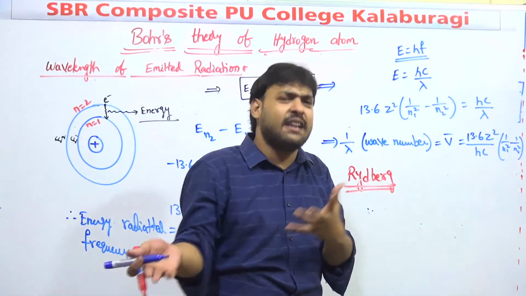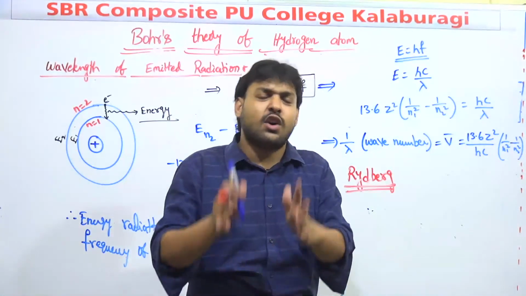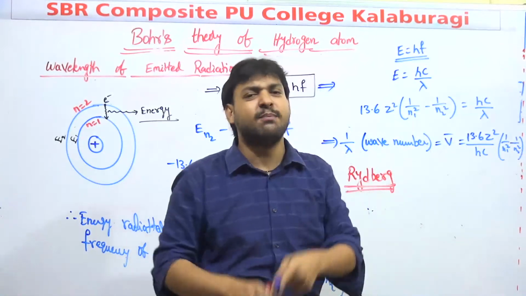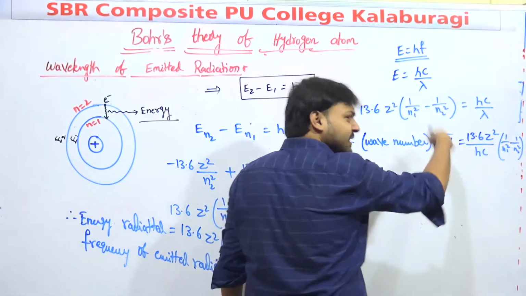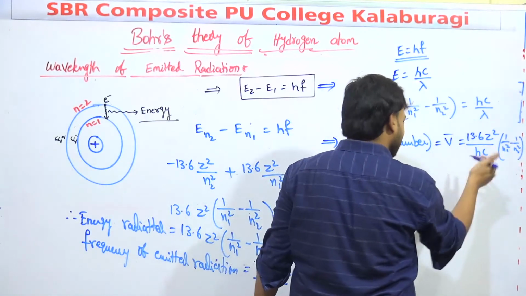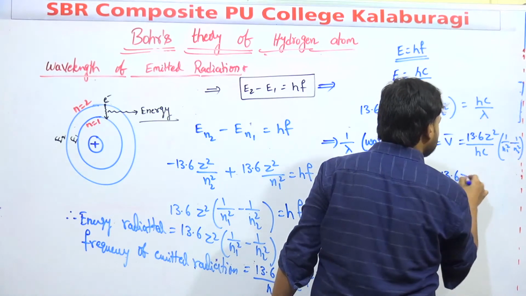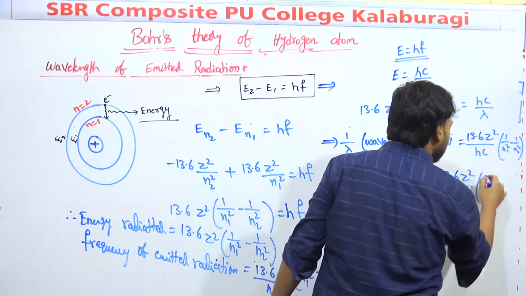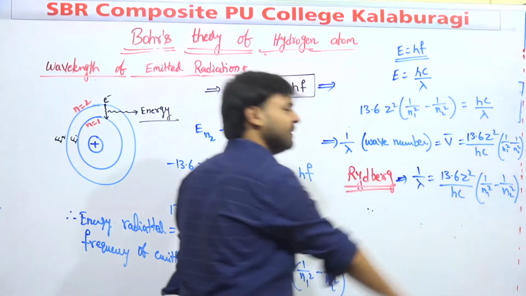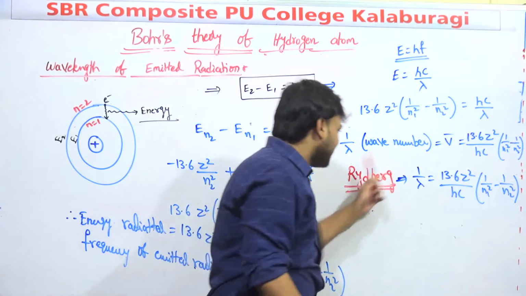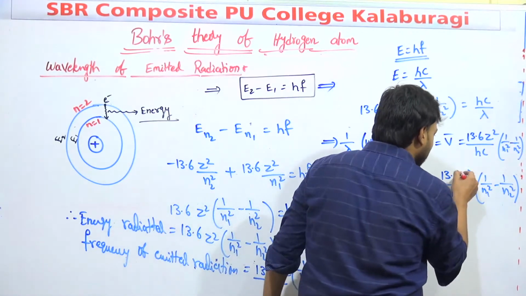That experiment is not given in the NCERT, so we don't need it. What he finally got is what's important. After his experiments, Rydberg got the same equation: 1 by lambda equals 13.6 Z square by hc into 1 by n1 square minus 1 by n2 square. The same thing he got. So this constant here, he gave his name.